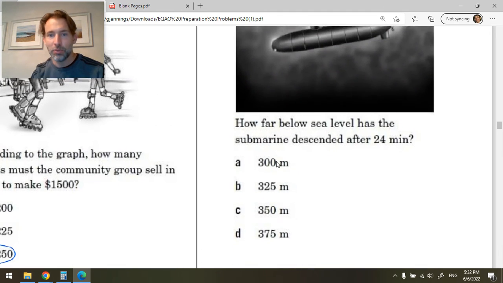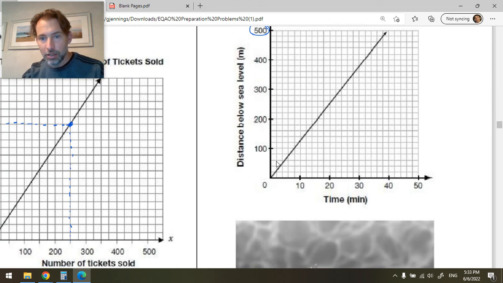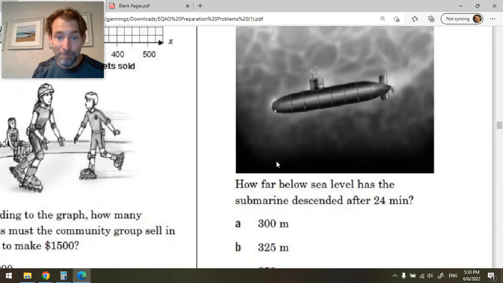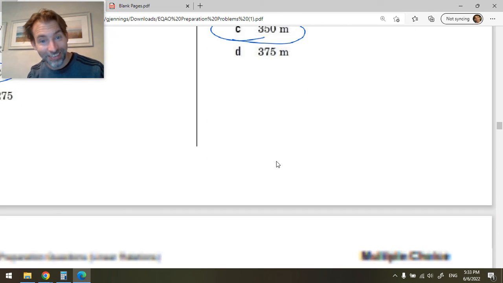What's the question? How far below sea level has the submarine descended after 24 minutes? Here is 21, 22, 23, 24. Take this line up and then bring this line over. And it's 300. Is that 320, 340, 360, 380, 400? Each one of these lines is 20. So that's 320, 340. It's more than 350, but less than 360. I'll guess it's 350. Okay, cool.